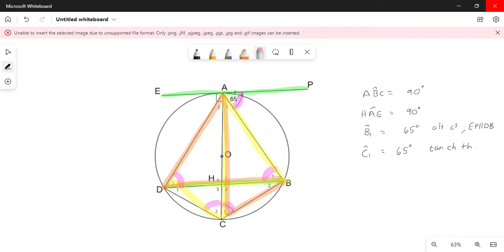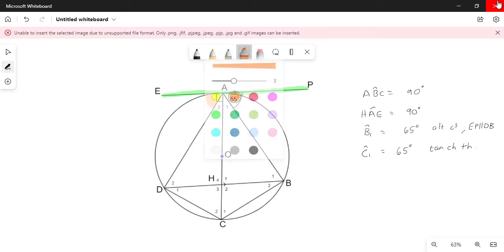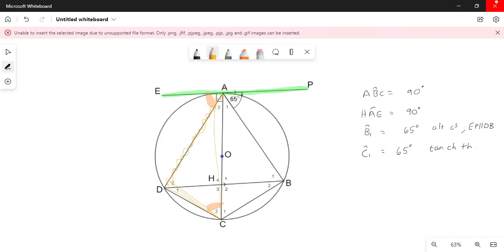For this one, I'm just going to rub out some stuff. This one is also equal to 65 degrees. Well, you could have used alternating angles, but I was more looking at the tan chord theorem. Because we said C2 is also equal to 65 degrees. So then that is the base of the triangle, which is the chord, and this is the angle formed on the opposite side.